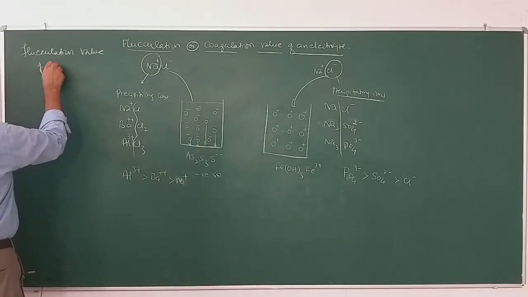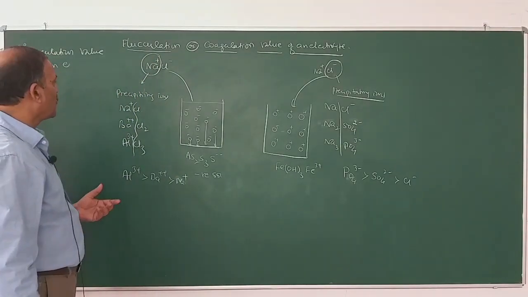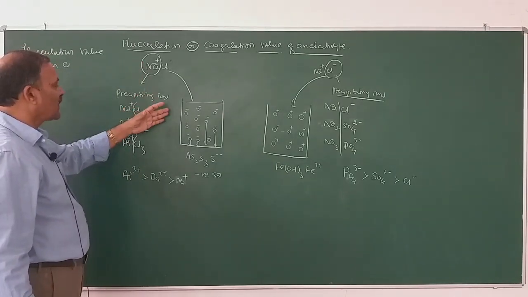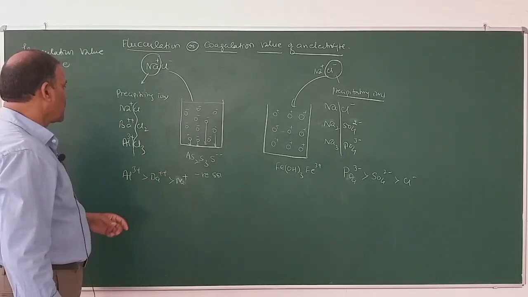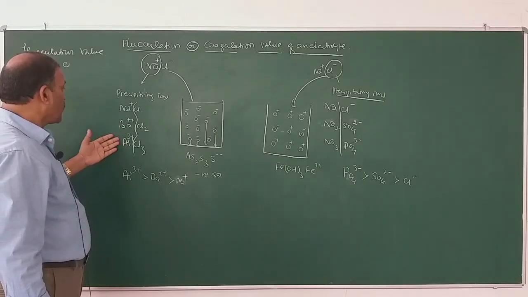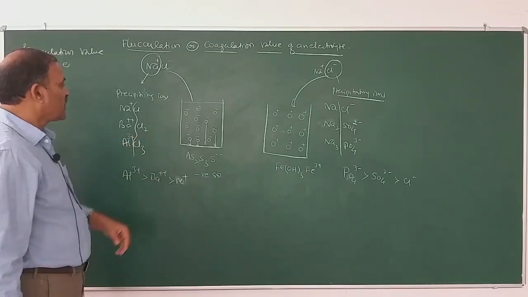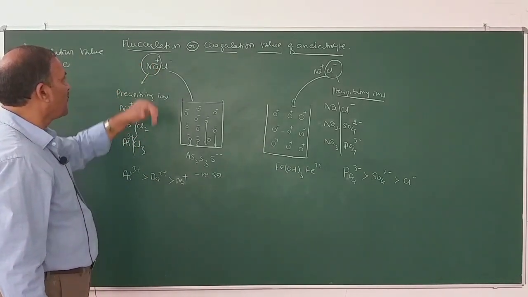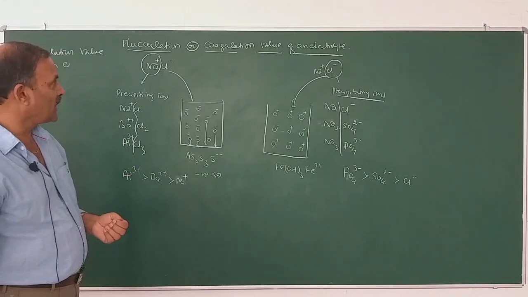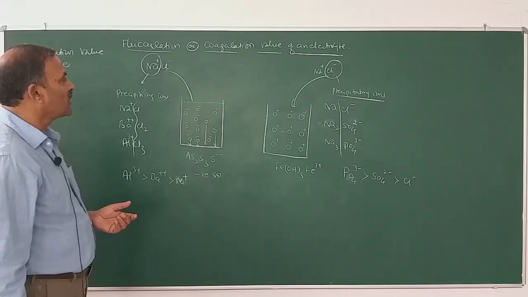Flocculation value of an electrolyte. So what is flocculation value? Flocculation value may also be understood like this. It is the quantity of electrolyte required for the precipitation of a salt. So here there are 3 electrolytes: sodium chloride, barium chloride, aluminum chloride. Which one is needed less and which one is needed more for the precipitation of a given amount of salt is expressed and compared in terms of flocculation value. The precipitating power of an electrolyte is expressed and compared in terms of flocculation or coagulation value.